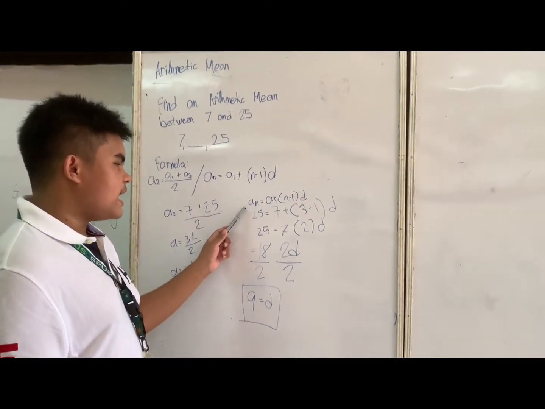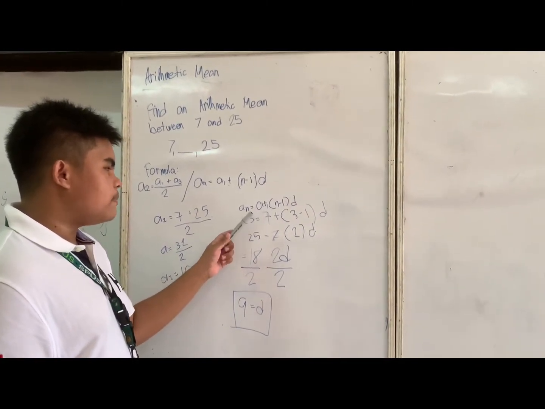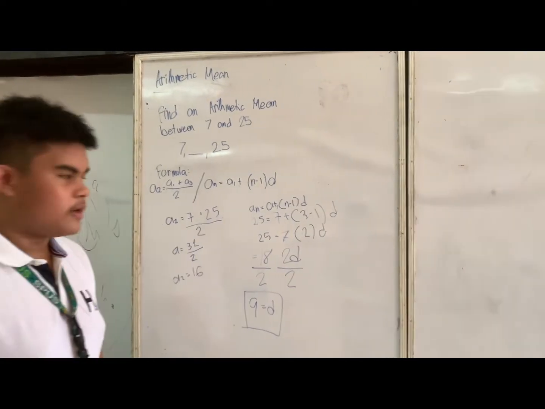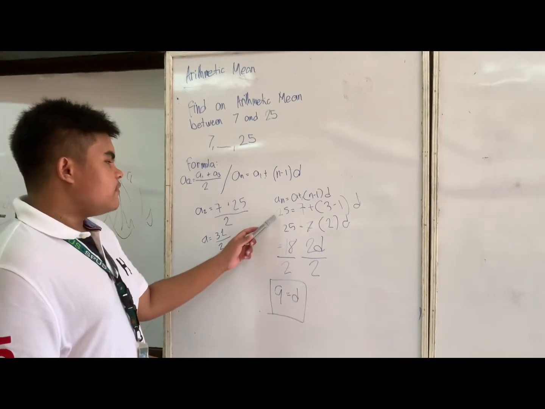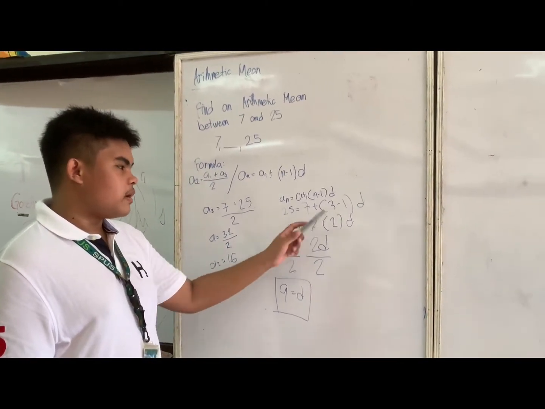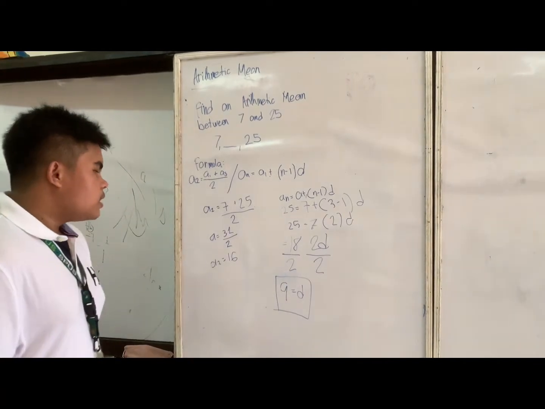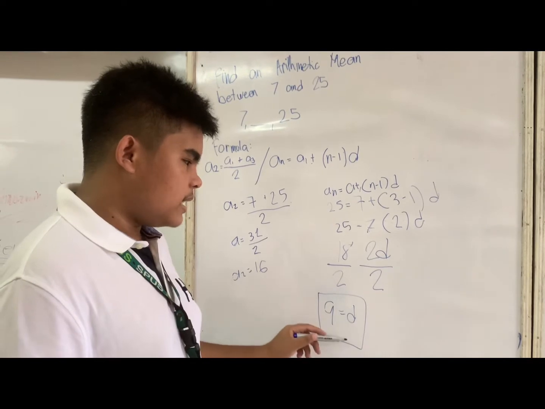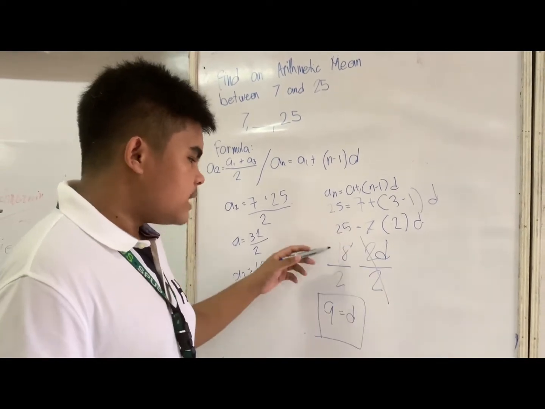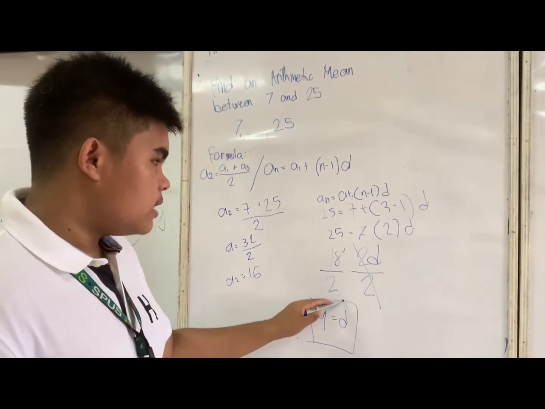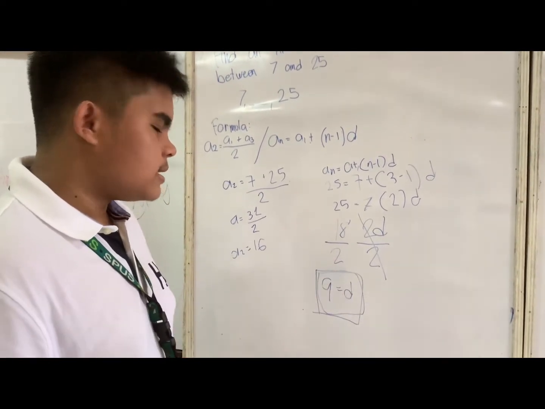which uses the formula a sub n equals a sub 1 plus open parenthesis n minus 1 close parenthesis times the common difference. 25 equals 7 plus 3 minus 1, times the common difference. 2d divided by 2 equals d, so this cancels. Now 18 divided by 2 equals 9, meaning our common difference is 9.